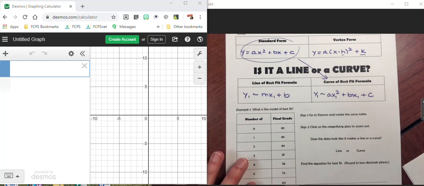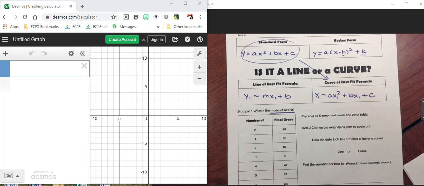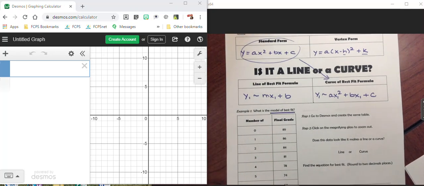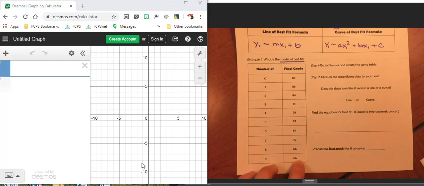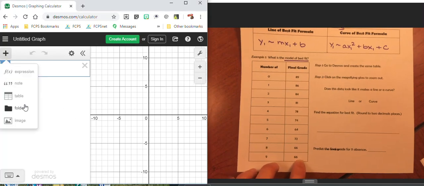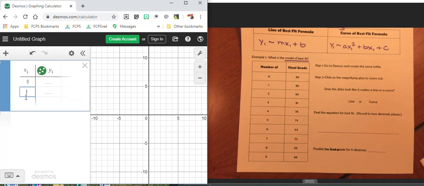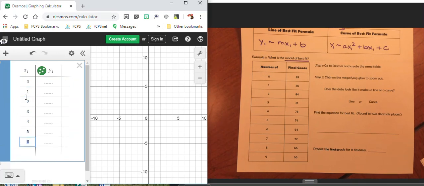So we want to figure out which model best fits this data set. We want to know whether it would be more appropriate to use a line or a curve. So what we're going to do first is type in this data. We do that by going to the plus sign, creating a table, and I'm going to start entering the values in.